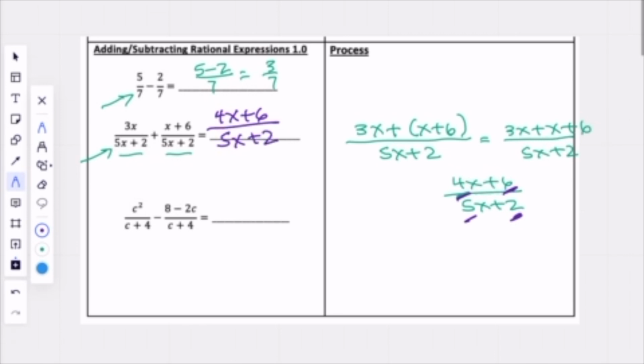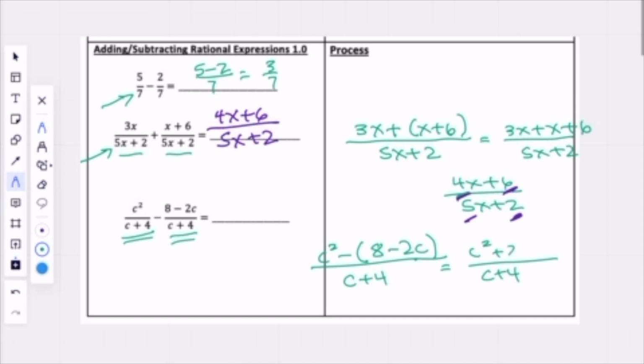All right, last of these examples. Again, notice that we have common denominators. The denominator here is c plus 4, so we're going to keep that as our denominator. On the top, our numerator, we have c squared minus, in parentheses, 8 minus 2c. Let's go ahead and distribute that negative all the way through. And so what do we have? We've got c squared plus 2c minus 8.